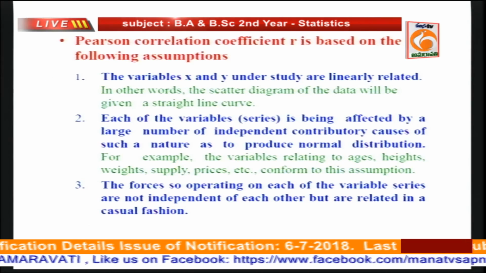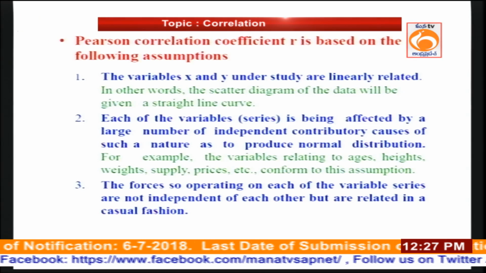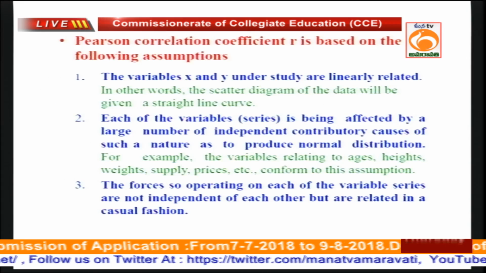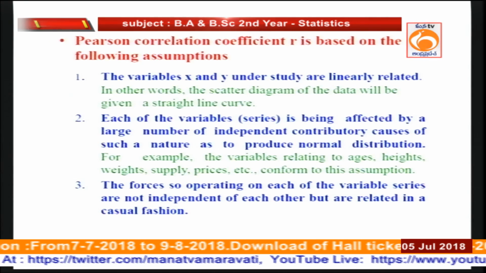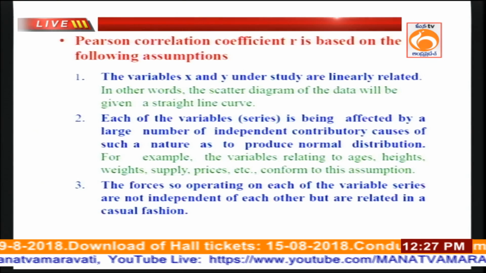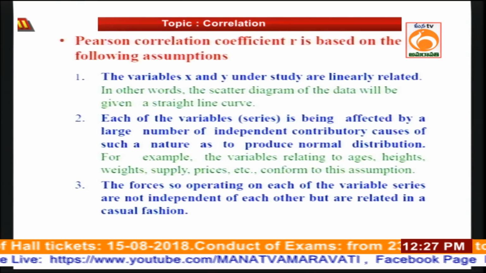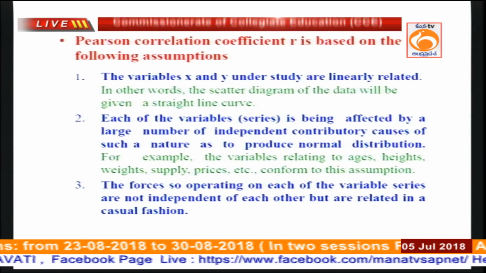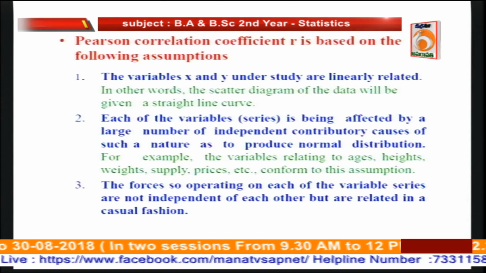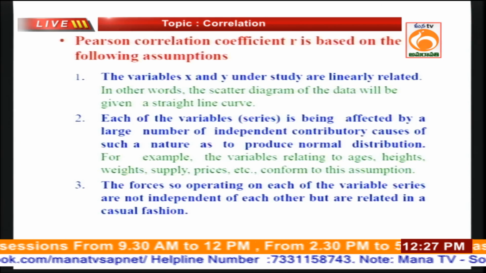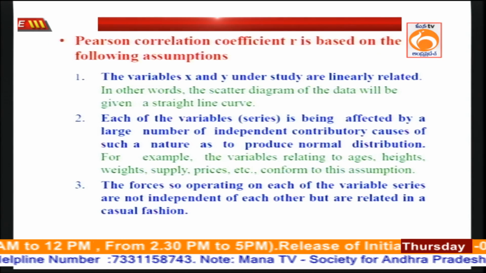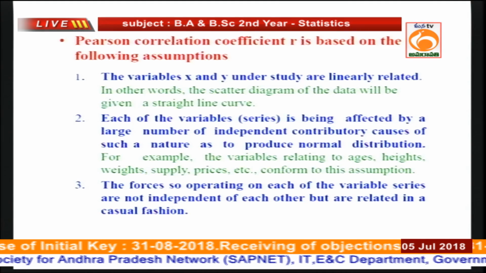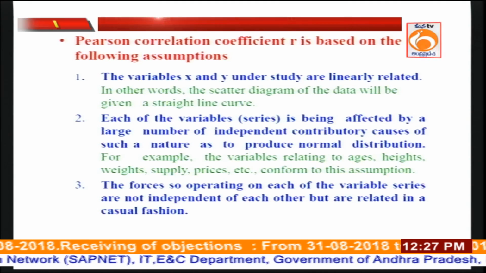The second assumption is very important here. Each of the variable series is being affected by a large number of independent contributory causes of such a nature as to produce a normal distribution. For example, price and demand: when price increases, demand decreases. When income increases, expenditure also increases. We have to study how much the expenditure increases when the price is increased. Some factors influence the expenditure and also the income, so here we have to study the measure between x and y.